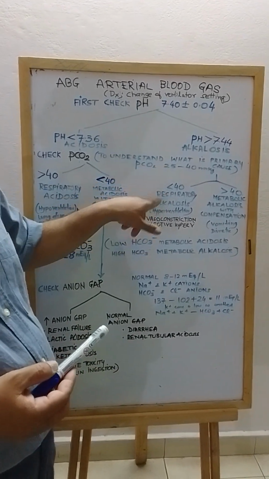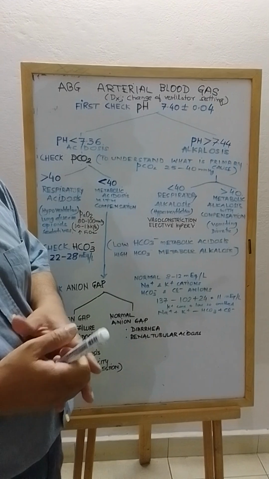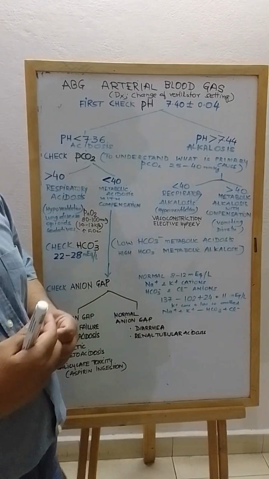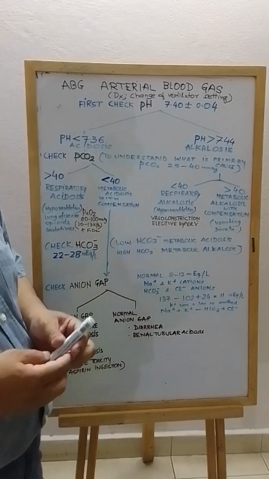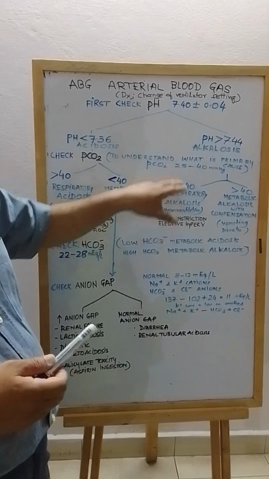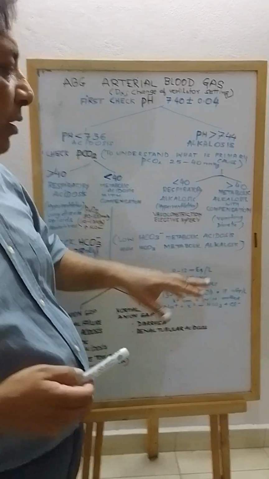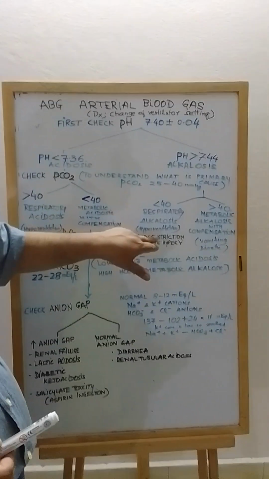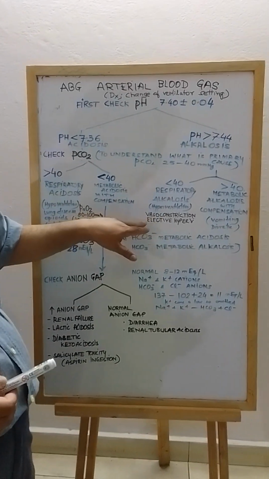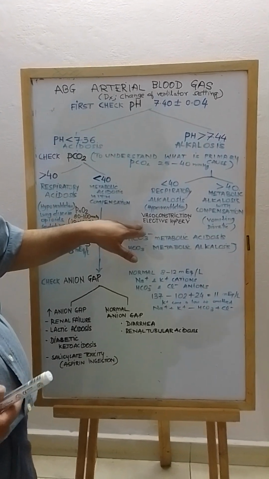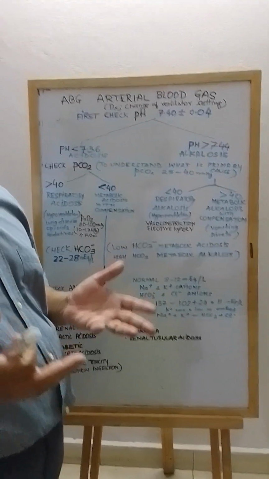Therefore it causes vasoconstriction and leads to reduction of the ICT, but it should not be less than 25, because of the vasoconstriction there may be ischemia. So that is the rationale behind elective hypoventilation. How can you set elective hypoventilation?